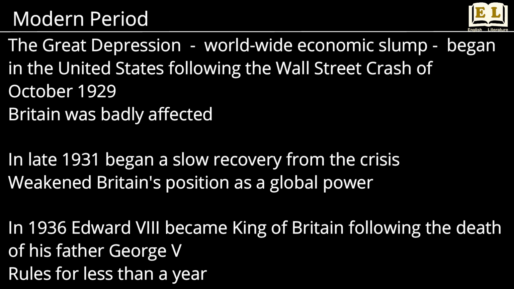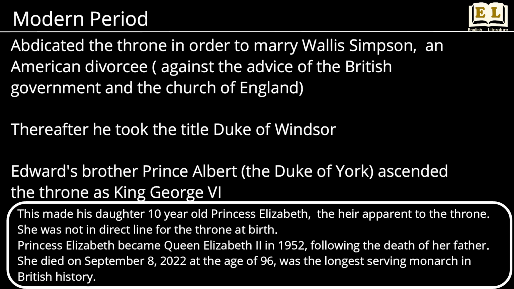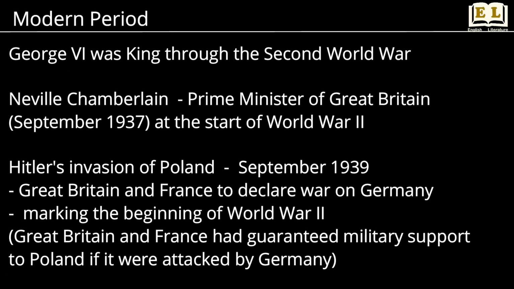In 1936, Edward VIII became King of Britain following the death of his father George V, but ruled for less than a year. He abdicated the throne in order to marry Wallis Simpson, an American divorcee. Thereafter, he took the title Duke of Windsor. Edward's brother, Prince Albert, ascended the throne as King George VI. George VI was king through the Second World War.